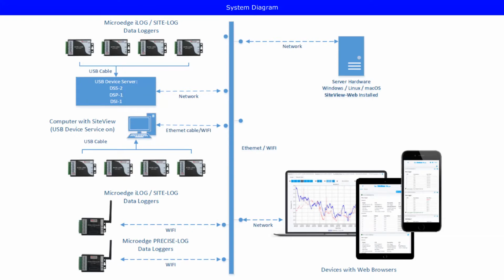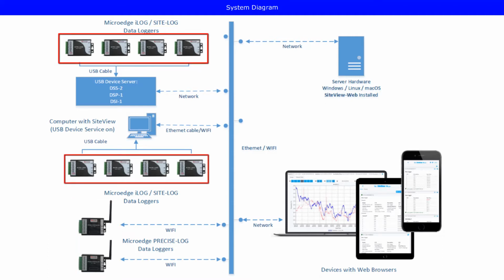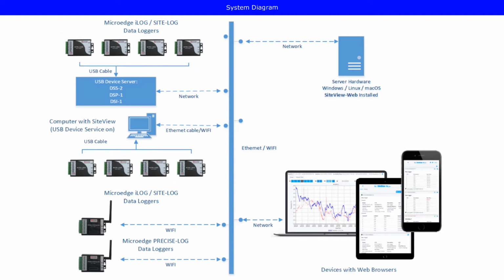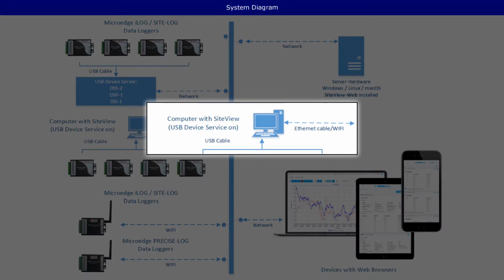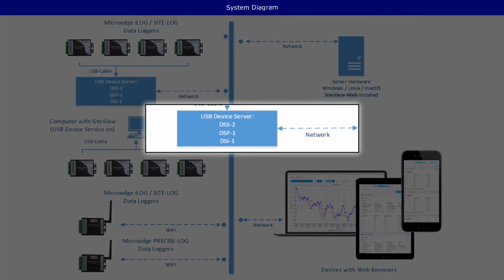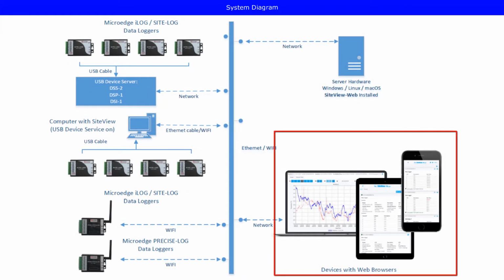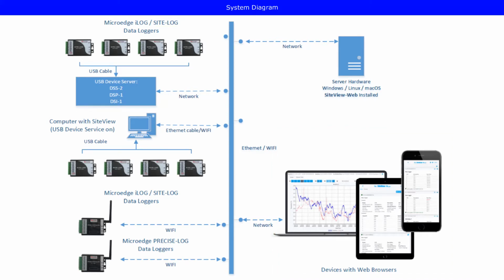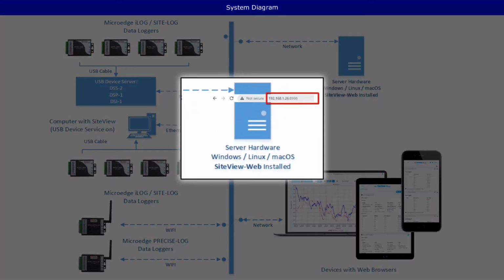System diagram. SiteView-Web can be installed in a Windows, Linux, or Mac OS machine, and that machine is connected to your local network. PreciseLog data loggers will join the local network through its Wi-Fi module. SiteLog or iLog data loggers will use a USB device server to connect to the local network. A USB device server can be a SiteView with USB device service turned on, or one of these USB device server hardwares. Users can visit the system from a web browser on their device by entering the IP address of the web server machine.